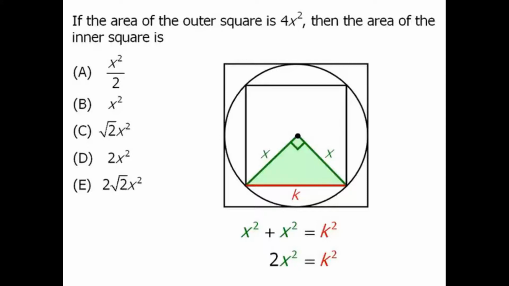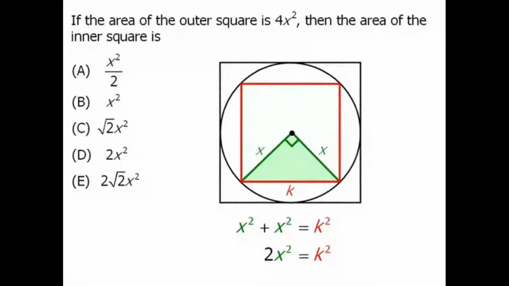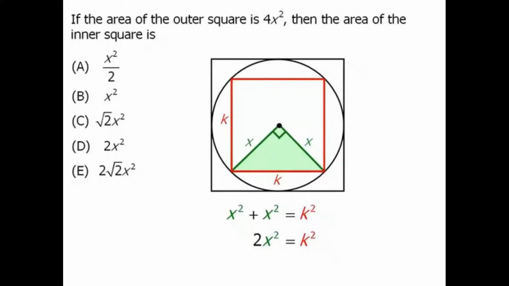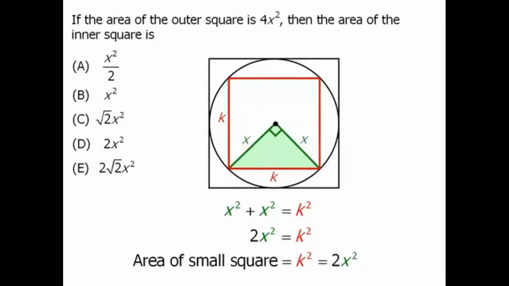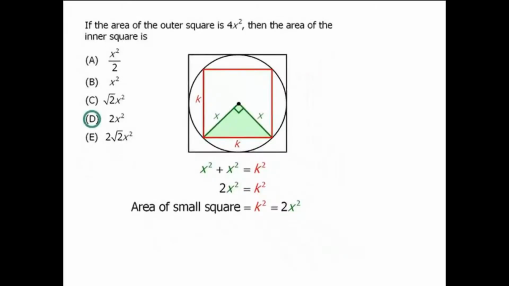Now what are we trying to do here? We're trying to find the area of the inner square. Well, the sides of this inner square all have length k. So the area of this square will be k squared. But we just calculated this to be equal to 2x squared. So as you can see, our answer must be D.